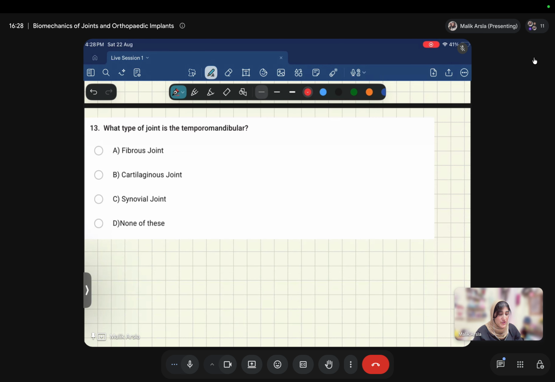So now we have question number 13. What type of joint is the temporomandibular joint? The temporomandibular joint is found here in our buccal cavity, between the jaw and here, somewhere here. Can you tell me what type of joint this is? C, synovial joint. Can you explain why, Mayank? Yeah, it has a hinge and glide.